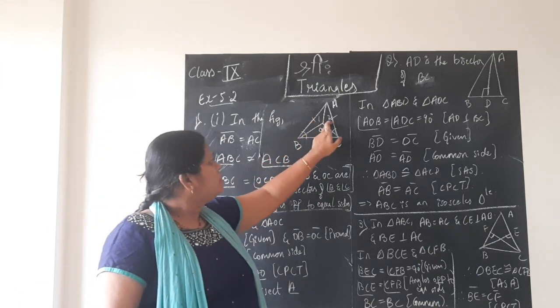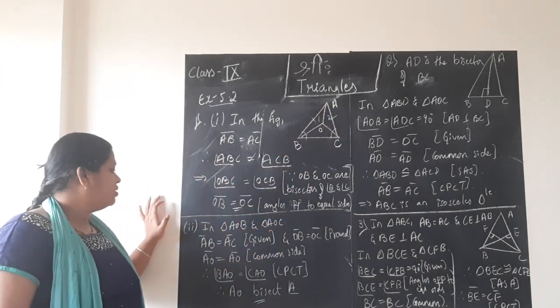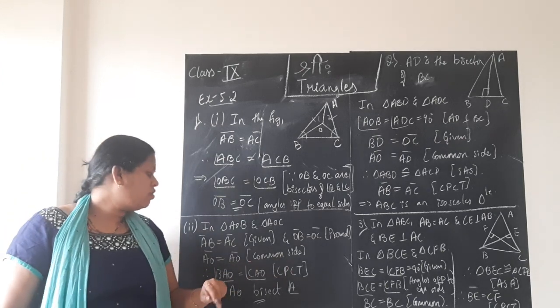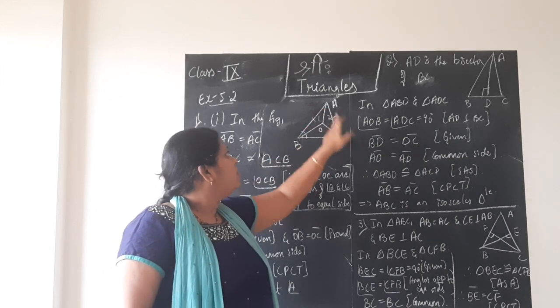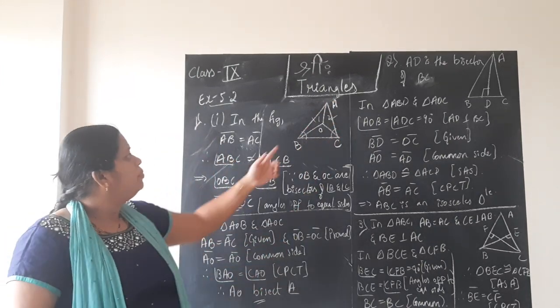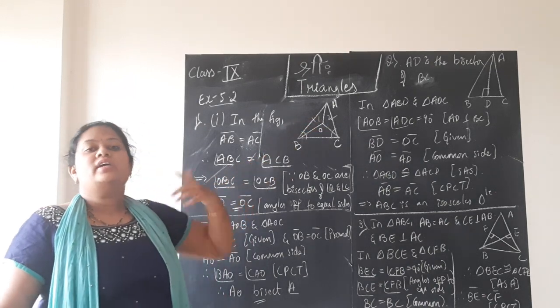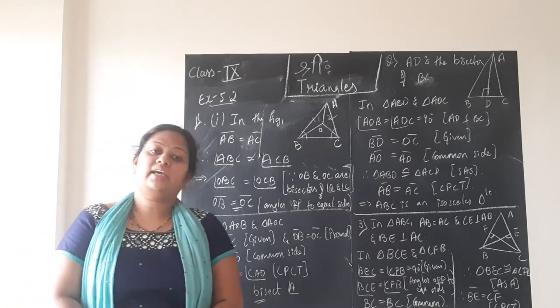Now for these two triangles, children, AO is becoming the common side. It is the common side. So AO equals AO, common side. Therefore angle BAO is equal to angle CAO, you can write by CPCT. When you prove these two angles are equal, then it is bisecting, you can say. Therefore AO bisects angle A.